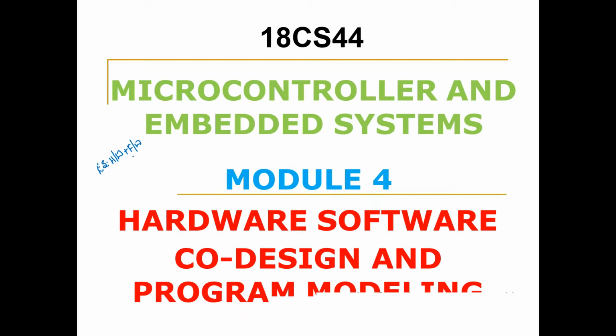In this particular chapter, we need to check how hardware is manufactured, how software is manufactured, and how both are combined together in order to bring out a single product which is called an embedded system for a particular application. That is what we are going to study in this topic.